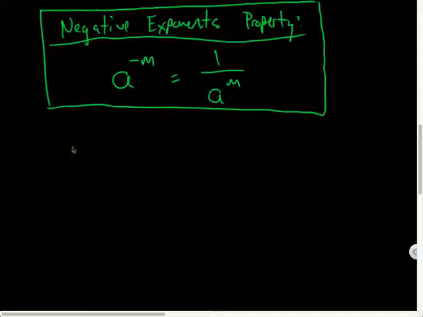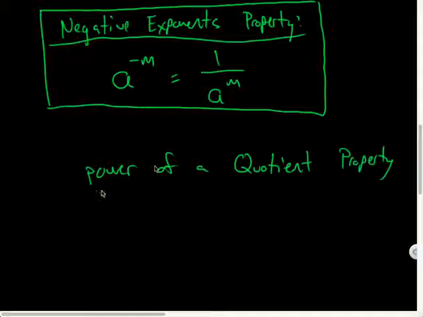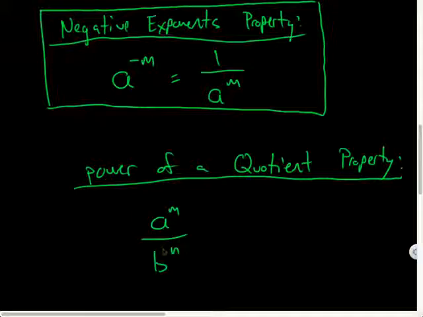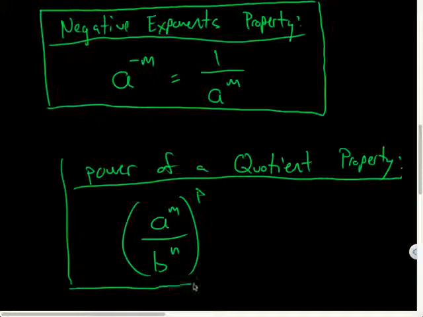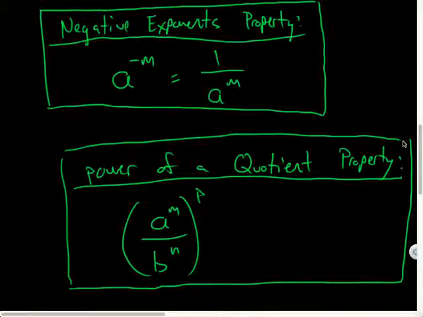So there's some negative exponents. One more thing I want to point out, I'm just going to throw this property to you, is the power of a quotient property. This is a new property, but I'm not going to derive this one for you. If I have a to the m over b to the n, all raised to the pth power, this is related to a property we had yesterday, the power of a product property.